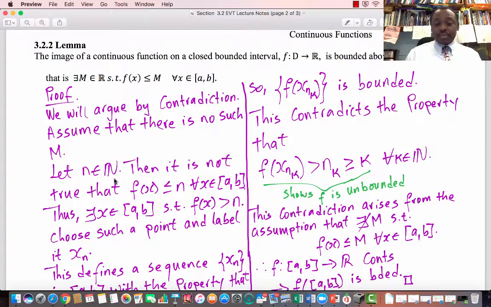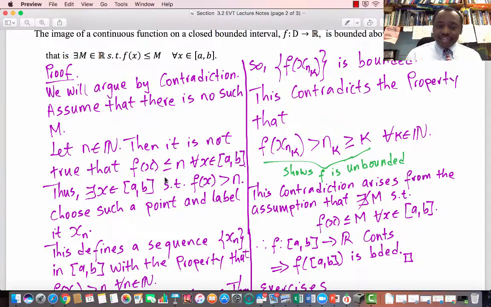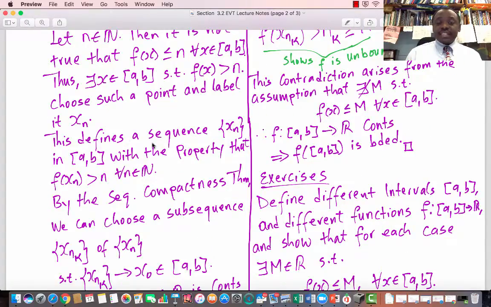So let n be a natural number. What we are saying by contradiction is that it is not true that f of x is less than or equal to n for every x in the closed bounded interval [a, b]. If that happens, then there exists an x value in [a, b] such that f of x is strictly greater than n. So why don't we look at that particular point, the point x such that f of x is greater than n? Let us call that point x_n. If we do that, then this defines a sequence x_n in the closed bounded interval [a, b] with the property that f of x_n is strictly greater than n for every natural number n.